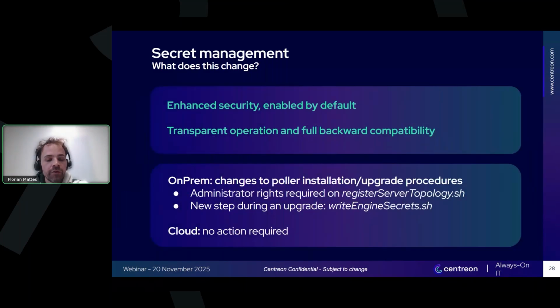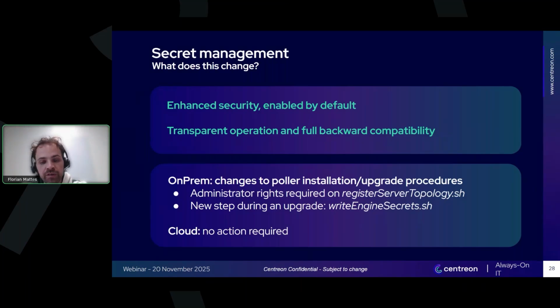So what does it change for you? No big change. The goal was to bring security by default without adding complexity to configuration. So for a new 25.10 platform, you just have nothing to do. If you upgrade from a previous version of Centreon Infra Monitoring, you will have a new step in the procedure, which will ask you to execute writeEngine-secret.sh, which will get the encryption key.